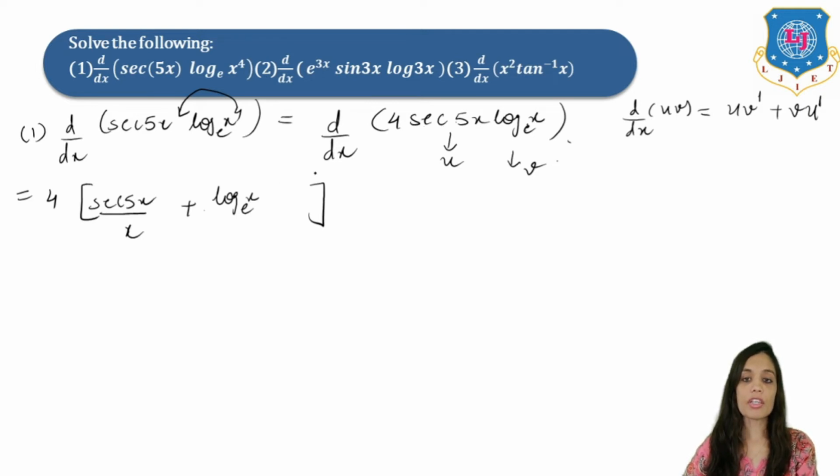Now your derivative of sec 5x. So first derivative of sec 5x will be what? Sec 5x into tan 5x. Clear? And your derivative of this 5x applying chain rule will be what? 5. Okay, so this is your final answer. Now let us go to the next example.